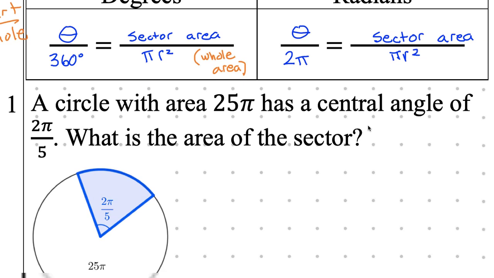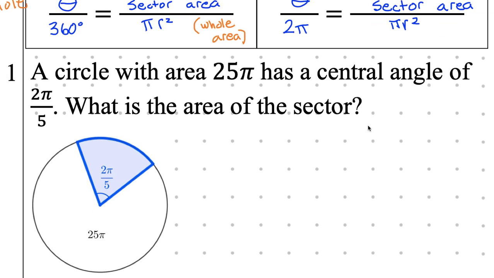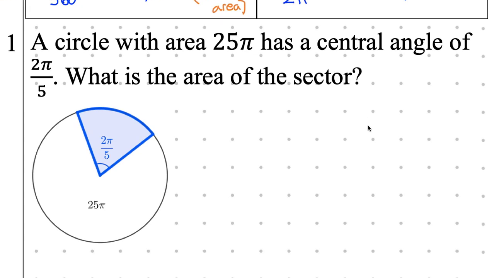All right. So let's try out our new fancy formulas. Example number 1. We have a circle with an area of 25 pi, and it has a central angle of 2 pi over 5. I haven't said so, but that's in radians, if you can't tell. It does have a pi in it. I need to find how much pi am I eating? How big is that area right there, that sector? How am I going to do that?